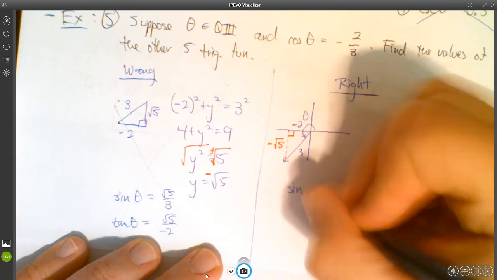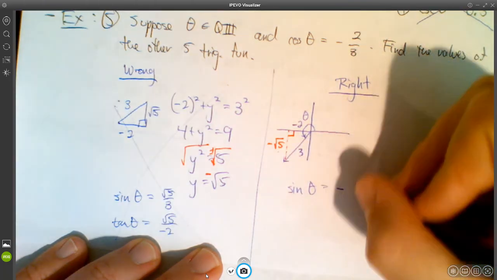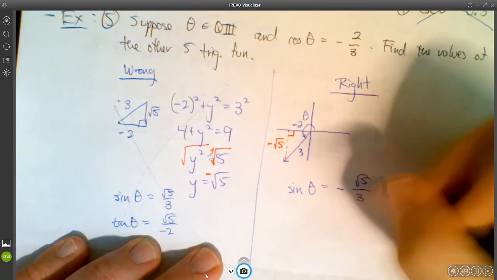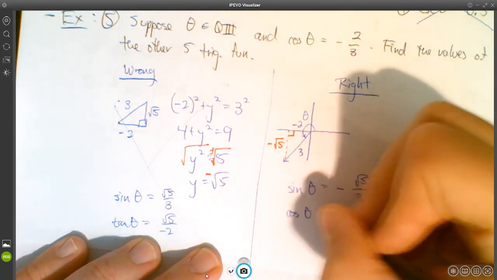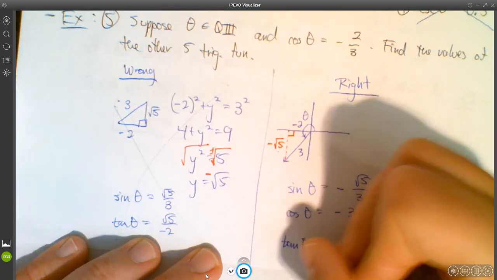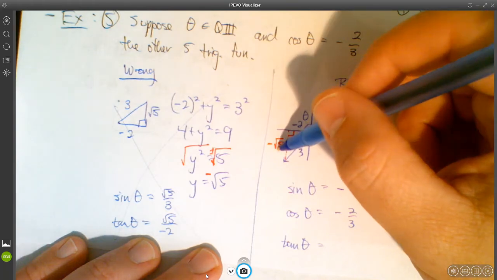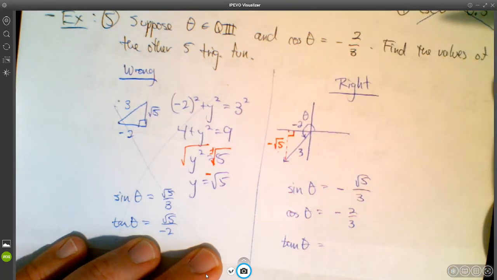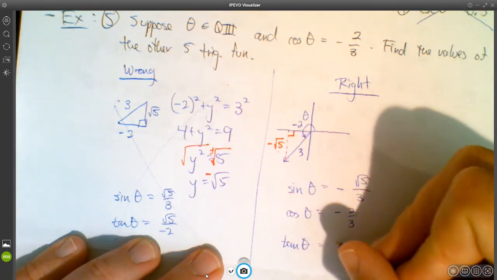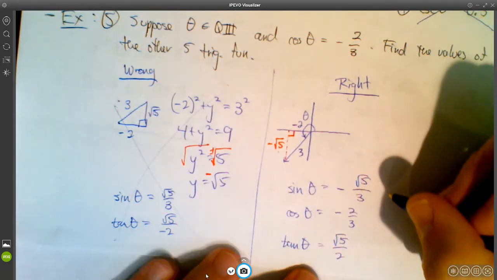You'd say sine theta, as it turns out, is negative root 5 over 3. Cosine theta was given to us. It's negative 2/3. Tangent theta. Tangent theta is y over x. That would be negative root 5 over negative 2. The negatives will cancel and just give you a root 5 over 2, a positive root 5 over 2.